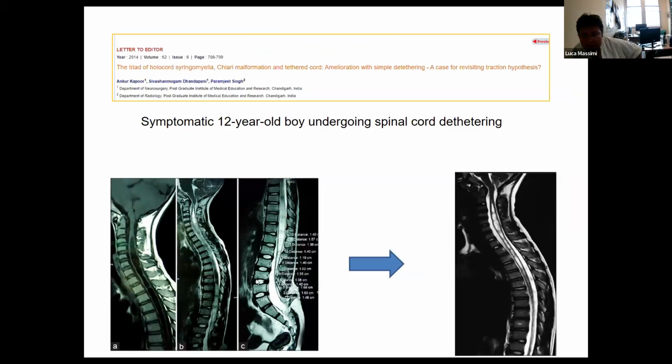But I'm telling the young people who are connected now, don't confuse the tethered cord associated with the syringomyelia with the tethered cord possibly associated with the Chiari malformation. This is one of the last papers published in the literature, where the authors are convinced that, with those being the only pictures available, after the detethering, not only the syringomyelia improved, but also the Chiari malformation. So I don't see improvement. This is the pre-op and the post-op. I don't see an improvement of the Chiari malformation.